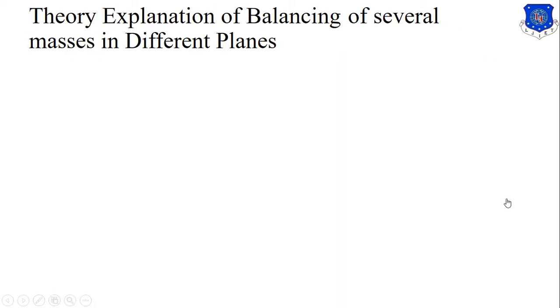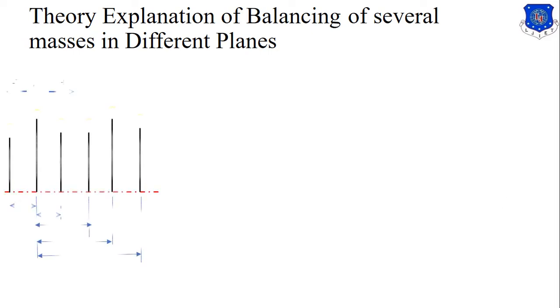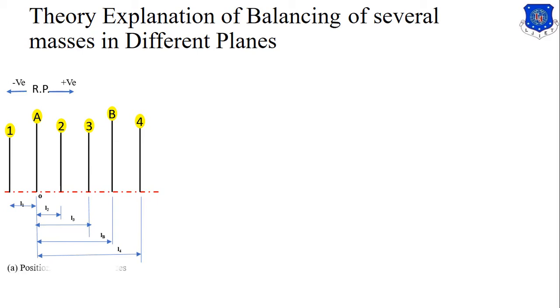Now, for this system, we have to explain what the theory says. We have already learned about this theory. These are our different masses. We say 1, 2, 3 and 4 different masses are there, and we need to balance all 4 masses with 2 masses, A and B. Because A and B are unknown masses, we can take A as a reference plane, and from this reference plane, whatever the length, they are considering at the right hand side positive and left hand side negative.